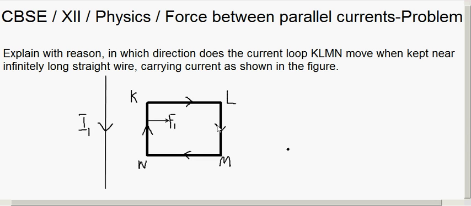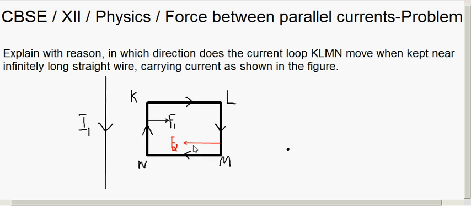Now the force on the line LM, what will happen here? On the side LM, the current is in the downward direction, and through the wire also it is in the downward direction. So when two parallel currents are in the same direction, the conductors experience an attractive force. So the force on the side LM will be acting towards the conductor. This is F2. So two forces are acting like this.